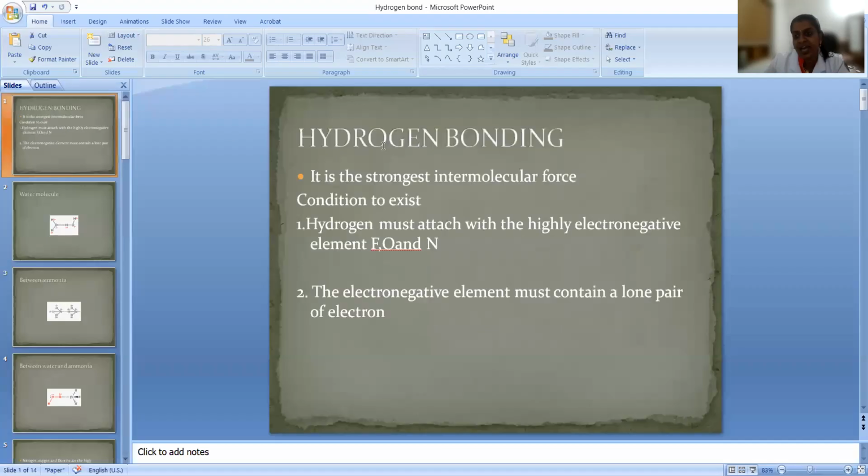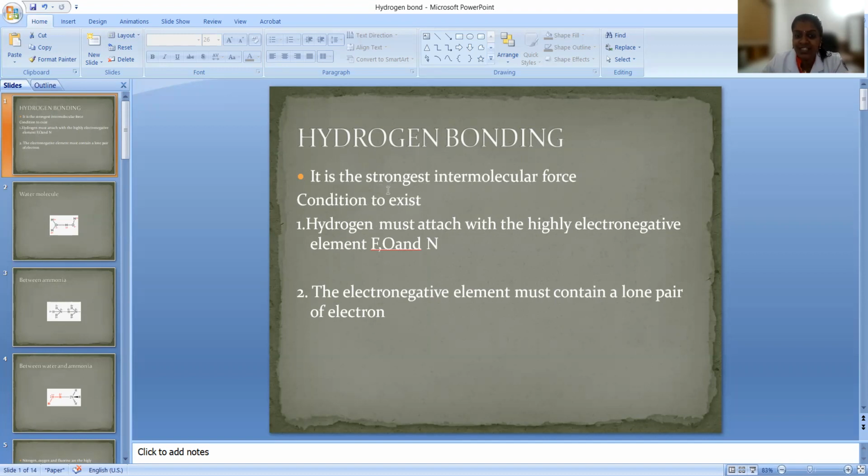So what is a hydrogen bond? The hydrogen bond is a type of intermolecular force. We have learned about London force, van der Waals force, and dipole-dipole interaction. So this is a special case. It is the strongest intermolecular force.